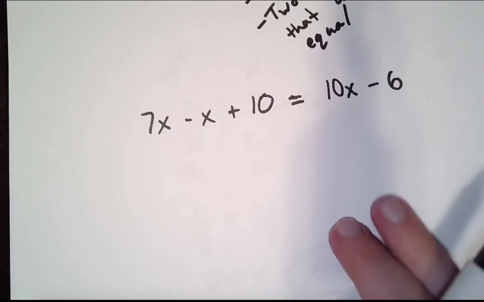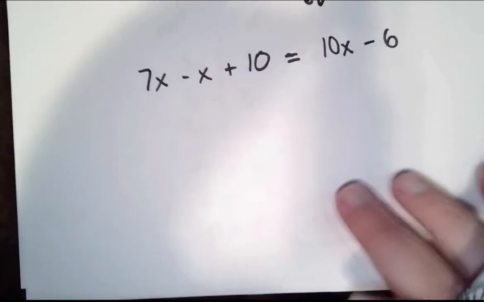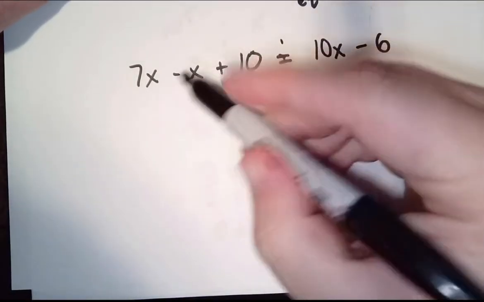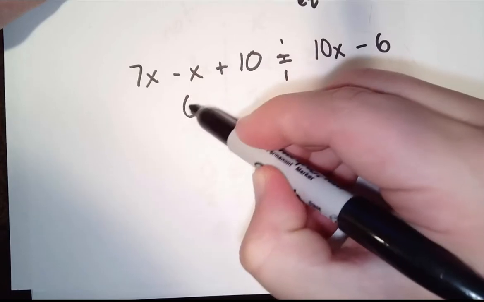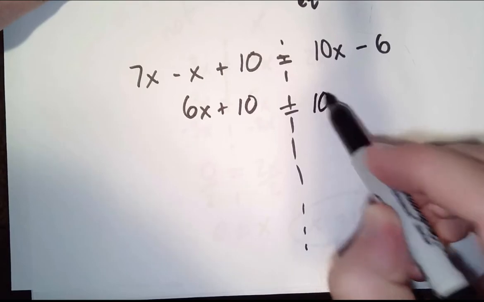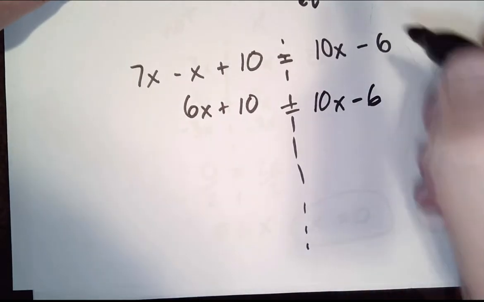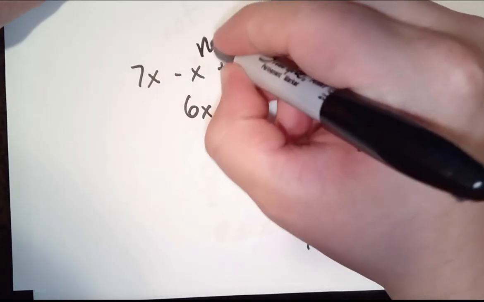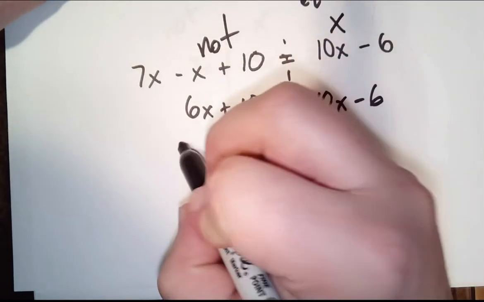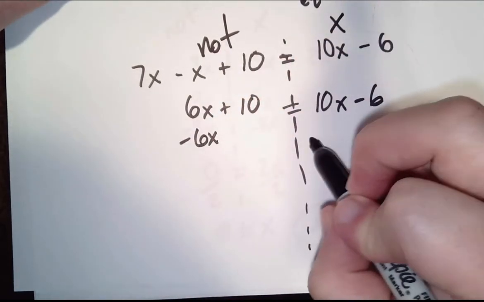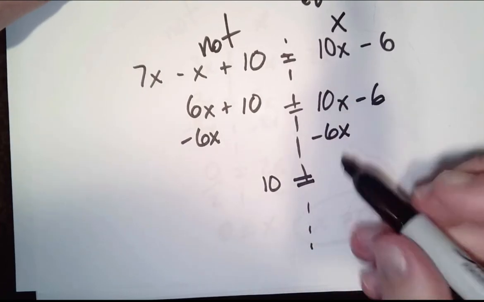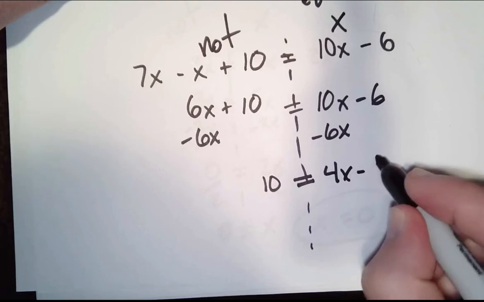All right, moving on to the last one. All right, so the first thing I'm going to need to do is combine my like terms. 7 minus 1 is 6x plus 10 equals 10x minus 6. So I'm going to say x is on this side, not over here. So not, I need to get rid of anything that is an x. So minus 6x. So I got 10 equals 10 minus 6 is 4x minus 6.